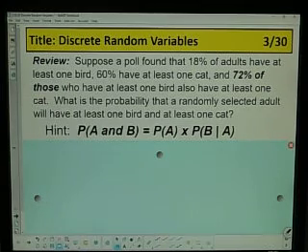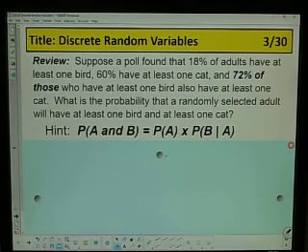Okay, suppose a poll found that 18% of adults have at least one bird, 60% have at least one cat, and 72% of those who have at least one bird also have at least one cat. What is the probability that a randomly selected adult will have at least one bird and at least one cat? The hint is this: when you're doing an AND situation, probability of the first situation times the probability of the second, given that the first one's already taken place, okay?